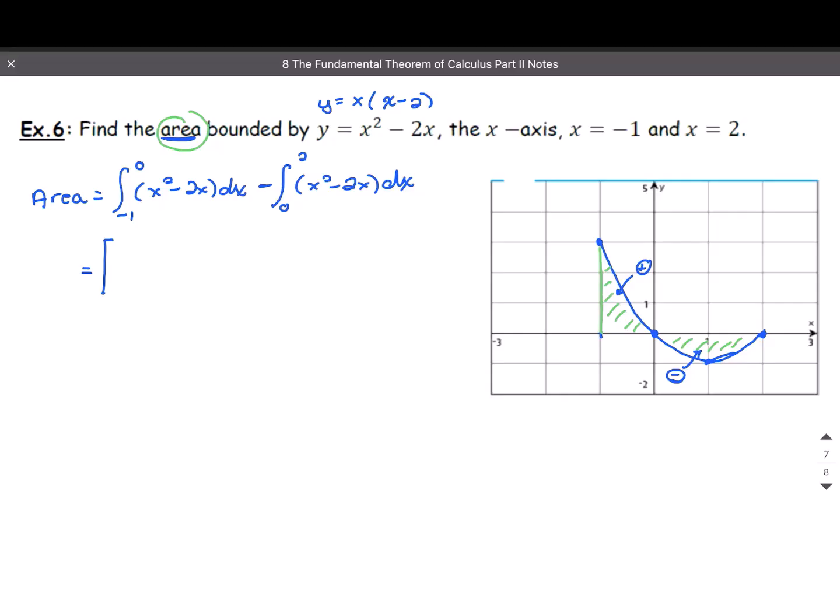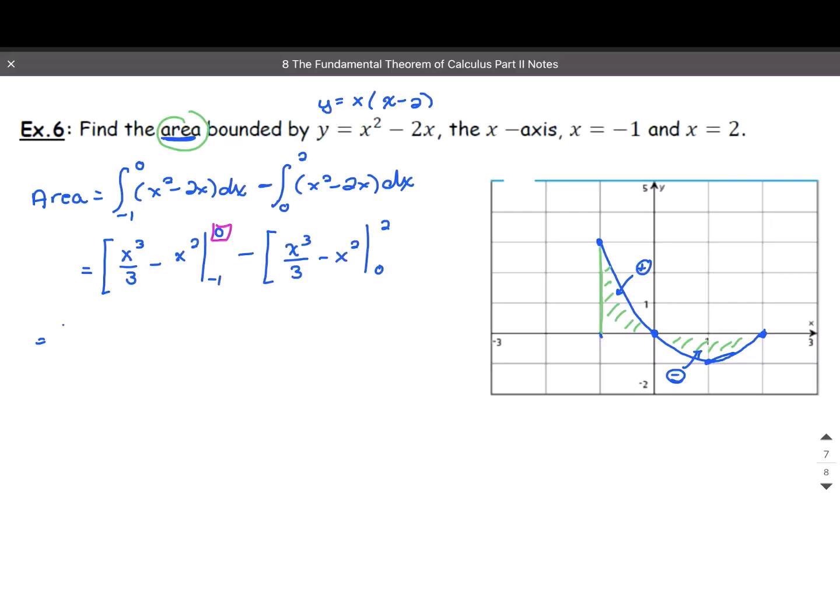And I'm going to put brackets here. Now the antiderivative of x squared is x cubed over 3 minus the antiderivative of 2x, which is x squared. And we're going to evaluate this from negative 1 to 0. Minus, now notice in this next integral, the antiderivative is exactly the same, but our limits are now from 0 to 2. Okay, so we're going to substitute 0 into this first part.